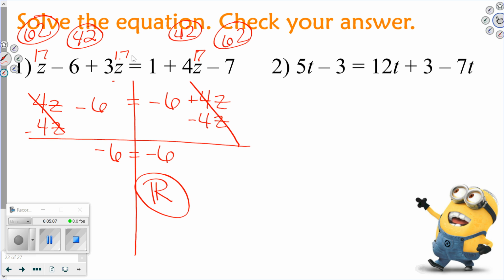All right, number 2. So this one, again, look where your equal sign is. I got some like terms over here. 12t minus 7t. That's 5t.